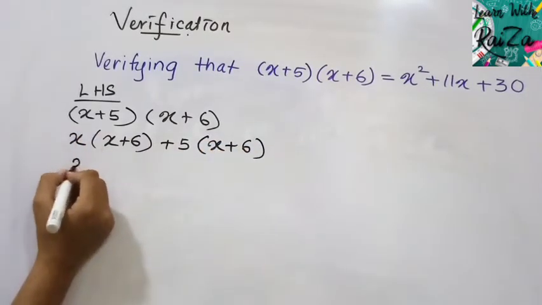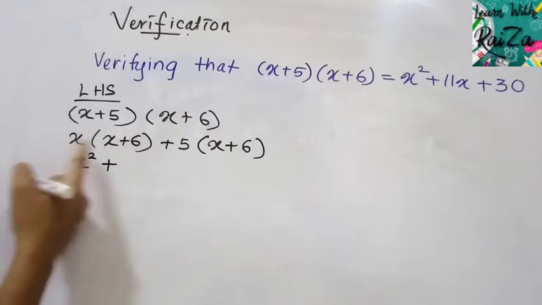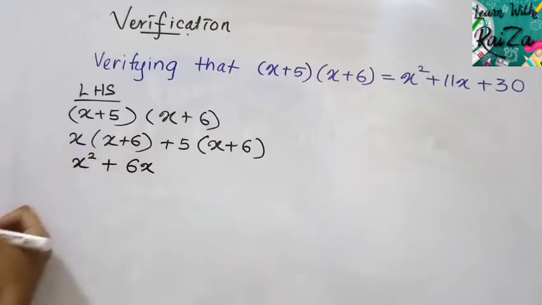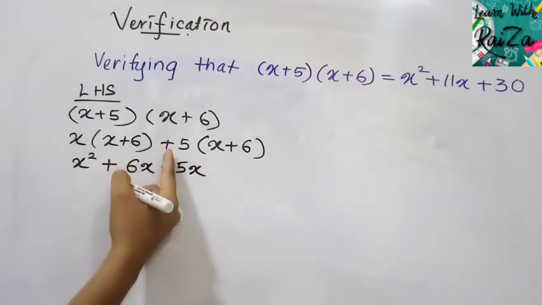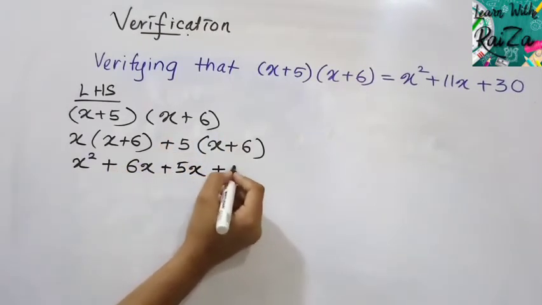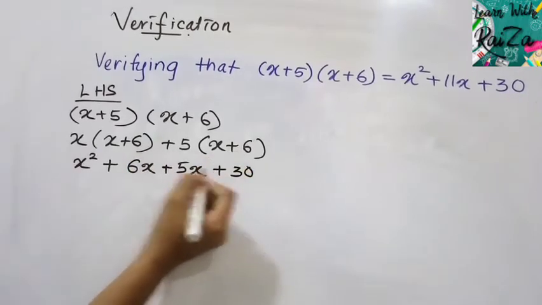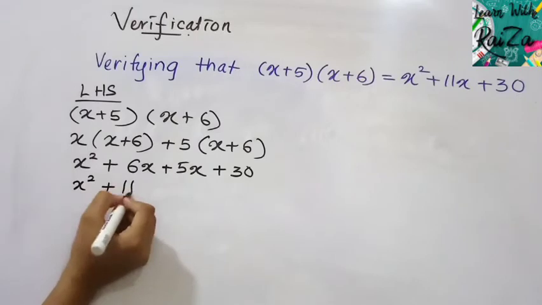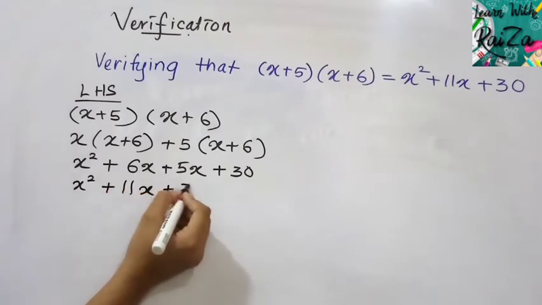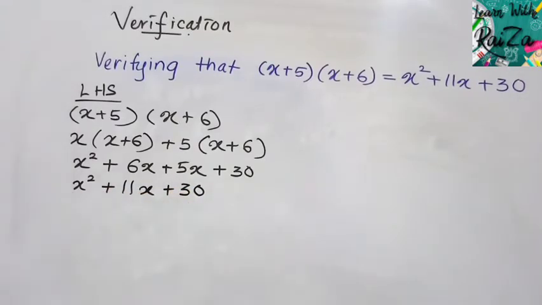X into x is x squared, plus x into 6 is 6x, plus 5 into plus x is plus 5x, plus 5 into plus 6 is plus 30, because plus into plus is plus, no changes. Like terms are here. There you get plus 11x and plus 30. So this is the expansion of the left hand side.